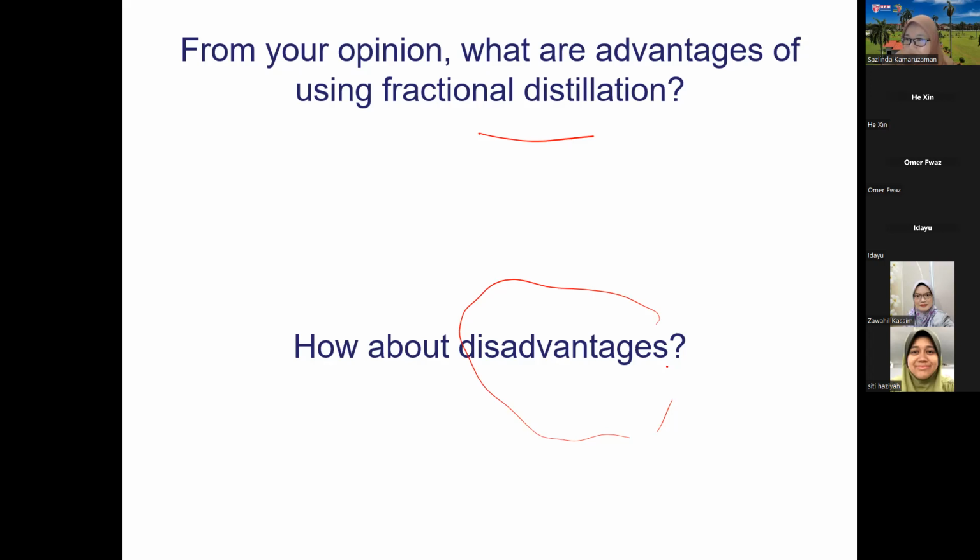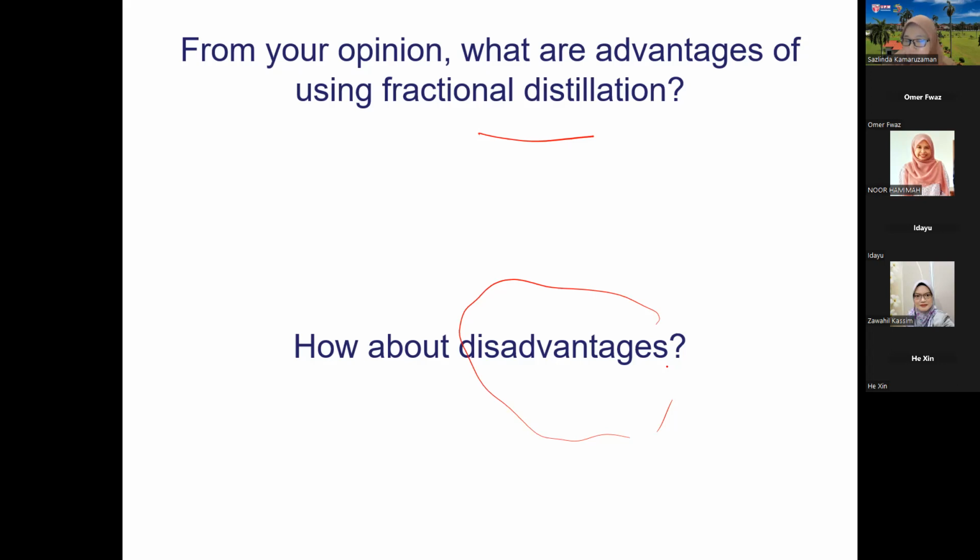Yes, Omer. In terms of apparatus, I think very expensive. Okay. So, Zawahir, you want to go first? Okay, maybe. I think in terms of actual equipment, it is more bulky for the fractional compared to the simple. Yeah, okay, that's correct. How about Omer? What's your opinion on this one? I think it can be more expensive.